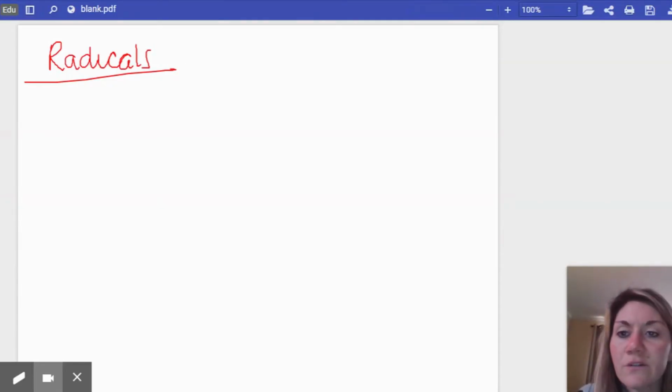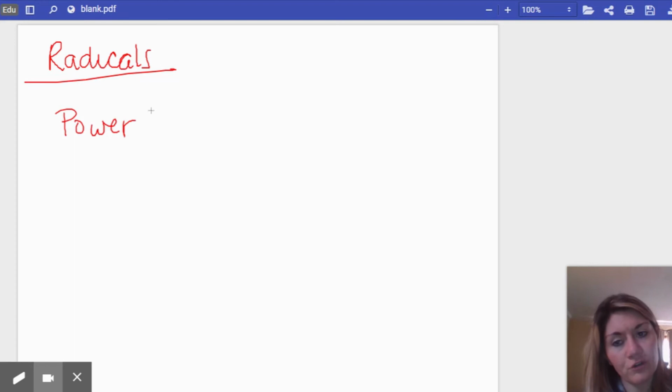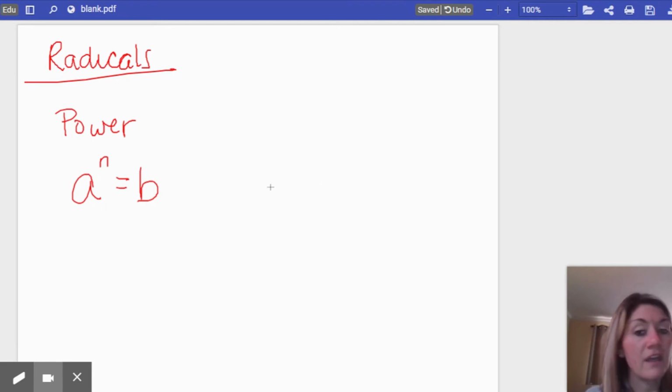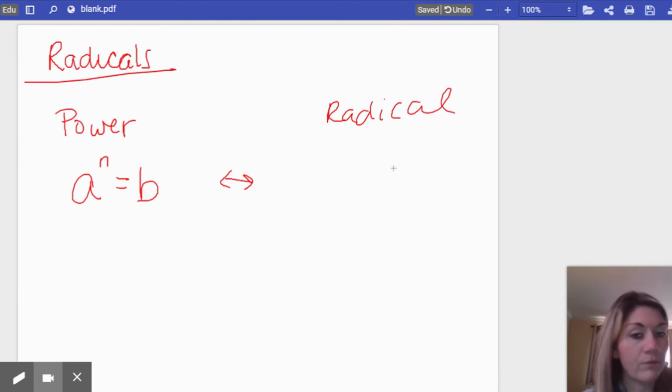Okay, so today we are going to go back and talk a little bit about radicals. So radicals are like square root, cube root, fourth root, fifth root, etc. When we have a power, in order to undo or solve a power, we use radicals. So a power would be like a to the nth power equals b. If we are going to change that into a radical, we would take the nth root of b, and that would give me a.